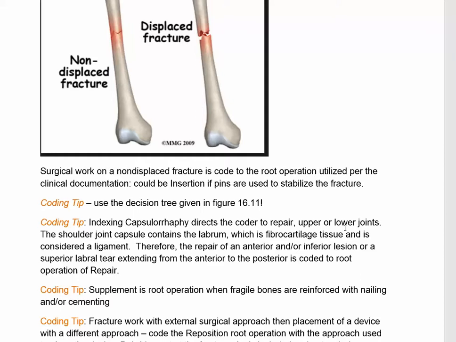Also, other coding tips that relate to the information in chapter 16, when we talk about indexing a capsulography, when you do that, it directs you to the root operation of repair, and you have to know which anatomical location, upper joint versus lower joint. Therefore, if we're doing a shoulder joint repair, we're going to focus in on, if the physician documents it, a ligament, and that would equate to the root operation of repair.